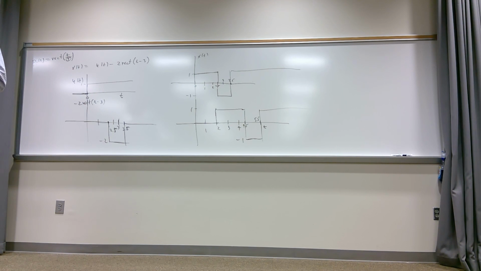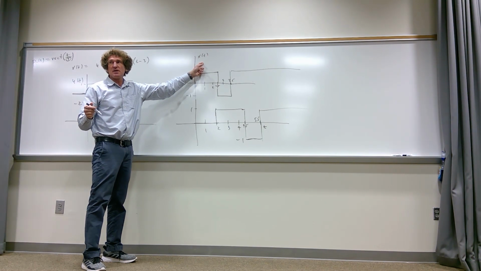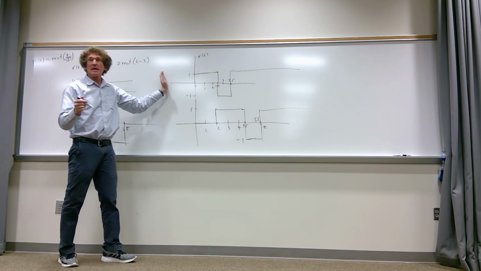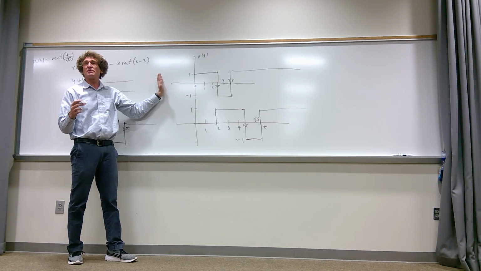Got a question for you. Just think. If this is x of t, what does x of t plus 3 look like? T plus 3. Anyone? Where does it start? -3. Do you agree? And it shifts this whole thing down to -3. Do you all agree with that? Yeah. All right, another question for you.